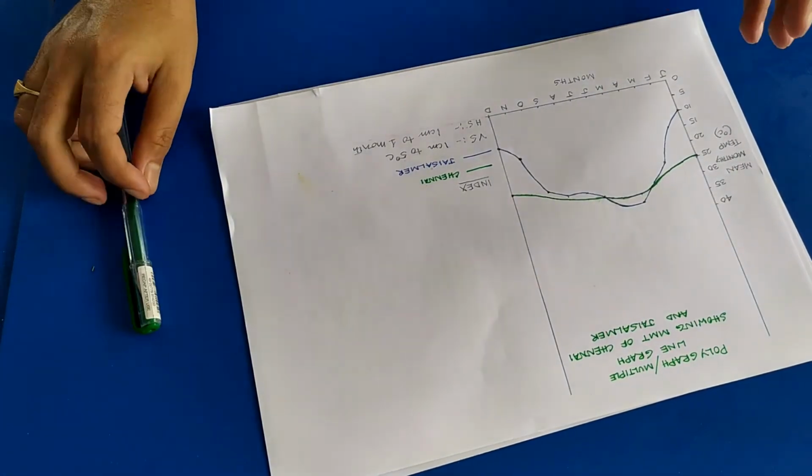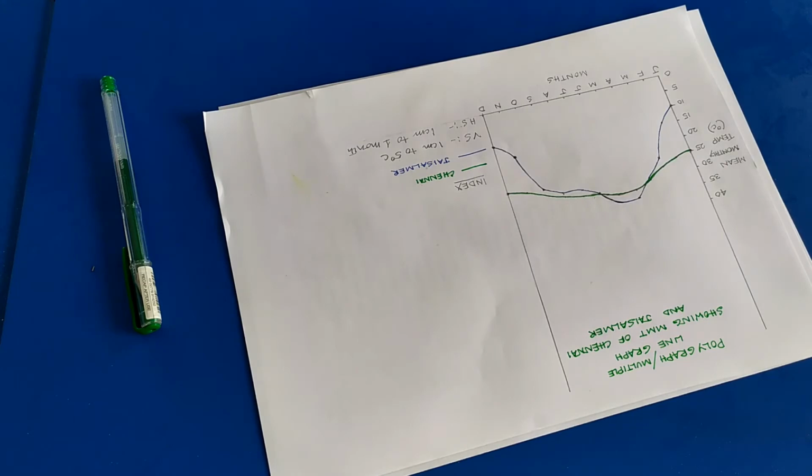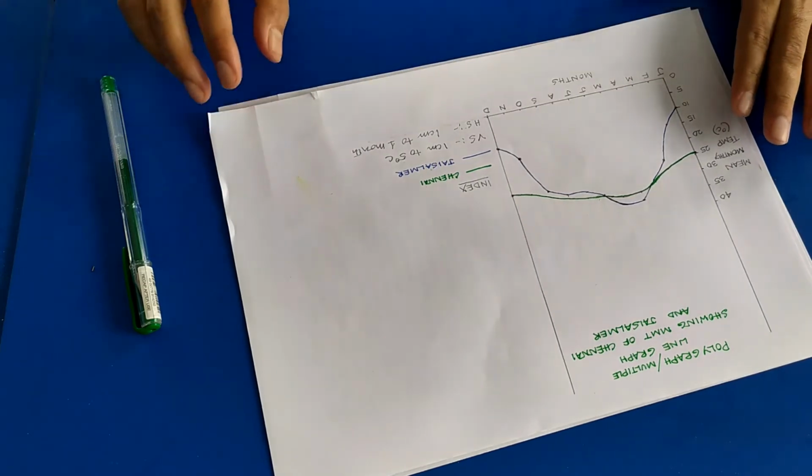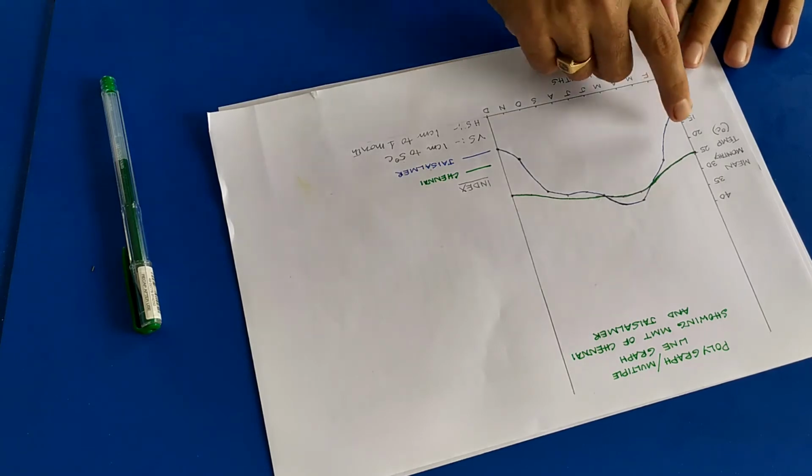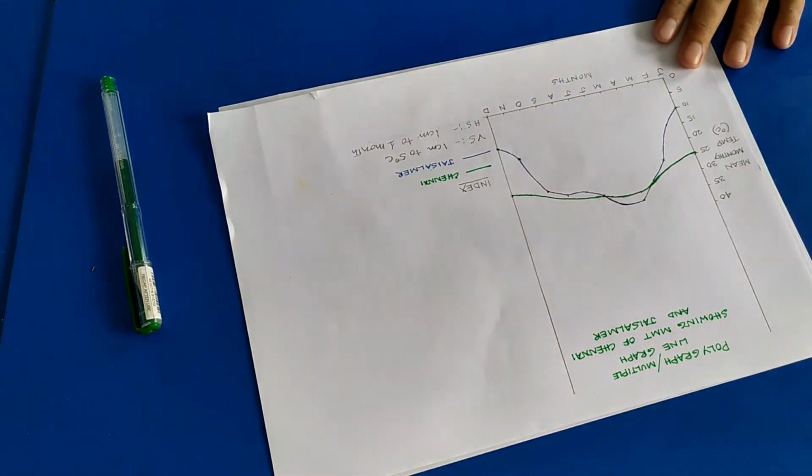Now people, our task as a geographer doesn't end only by drawing the statistical diagram. We need to interpret that as well. Now how do we interpret? See, the two graphs that we have drawn very clearly show that one of the two stations is coastal and the other station is continental.